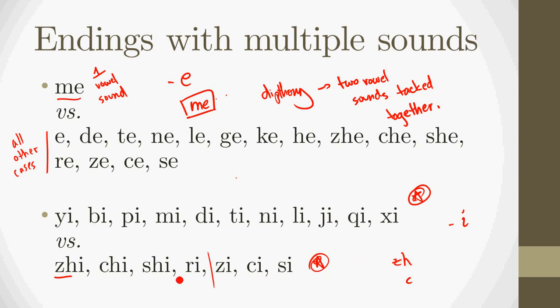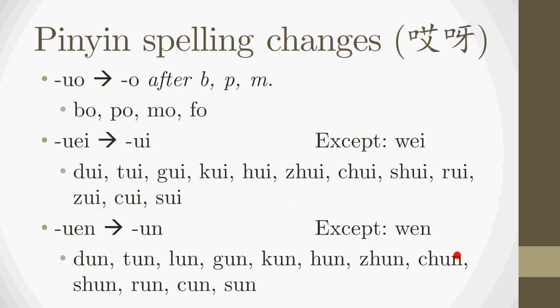Okay, so we're basically just saying the names of the consonants, and the I, in a sense, is kind of just a formality on that to make it look more readable. Okay. Next, we have pinyin spelling changes, which I personally think are a huge pain and completely unnecessary. But it's a total standard in pinyin.